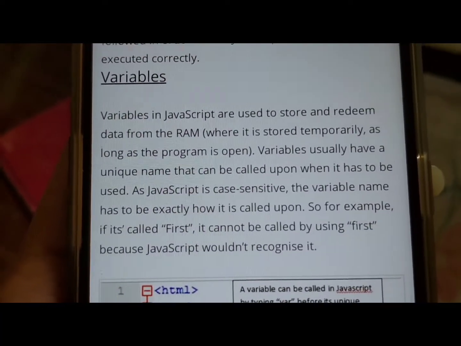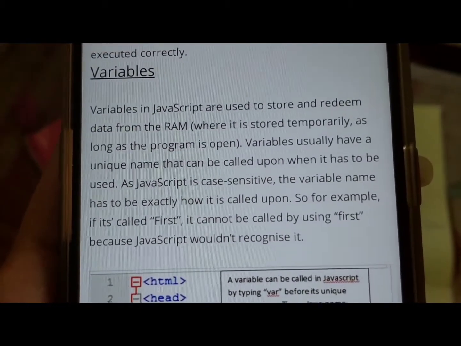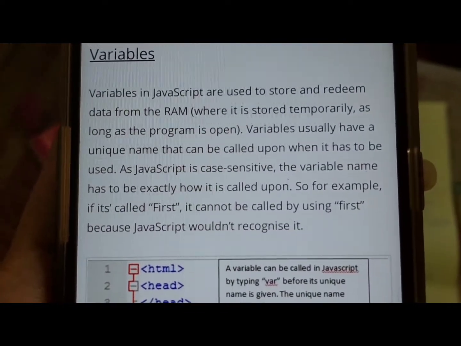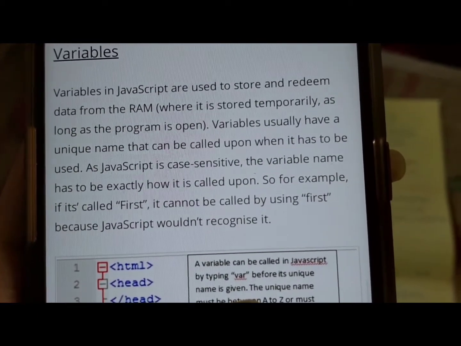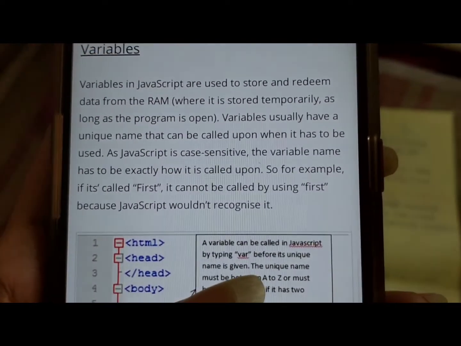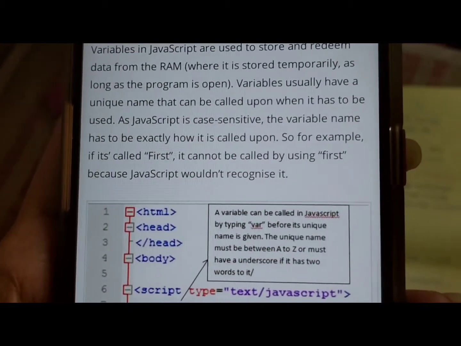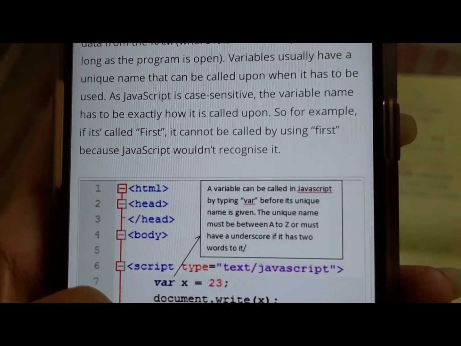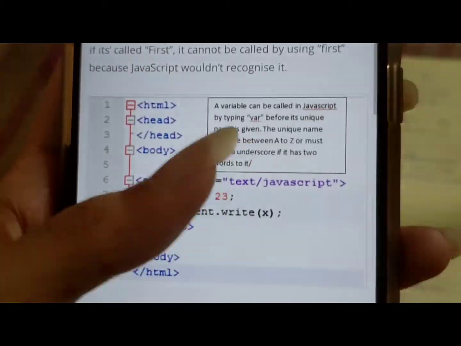Variables. Variables in JavaScript are used to store and retrieve data from the RAM, where it is stored temporarily as long as the program is open. Variables usually have a unique name that can be called upon when it has to be used. JavaScript is case sensitive. The variable name has to be exactly how it is called upon. So, for example, if it is called First, it cannot be called by using first because JavaScript wouldn't recognize it.